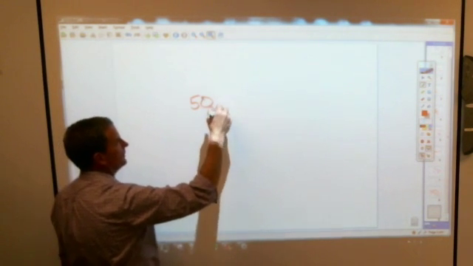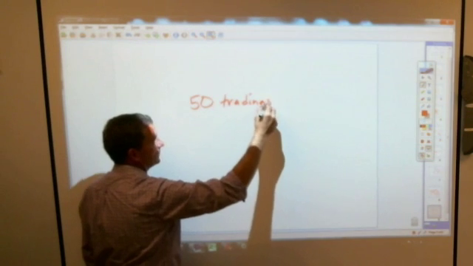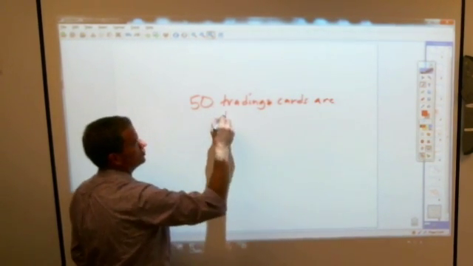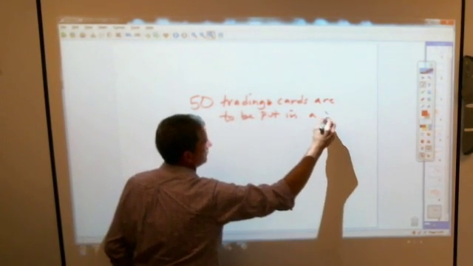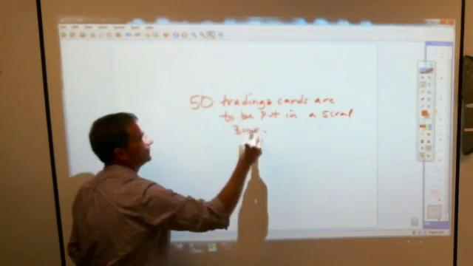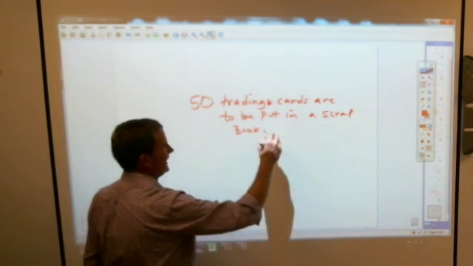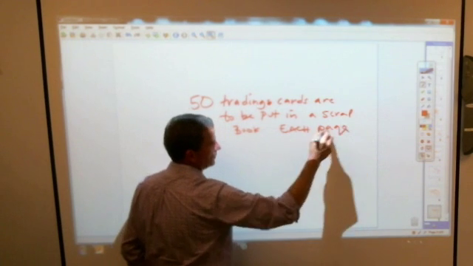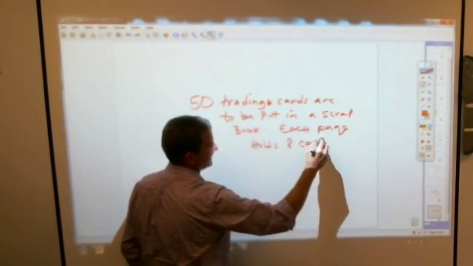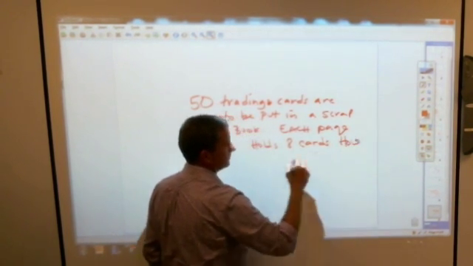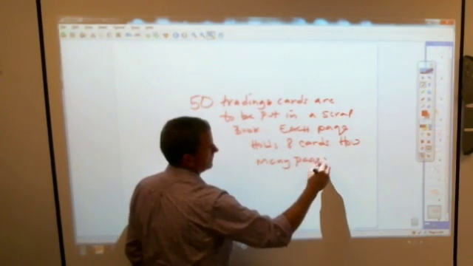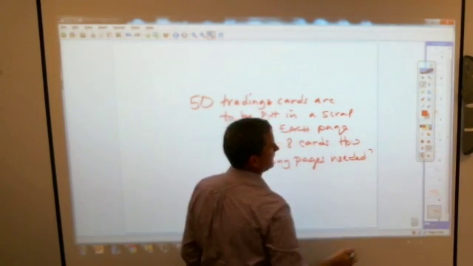Another example might be this. 50 trading cards are to be put in a scrapbook. Each page holds 8 cards. How many pages are needed? Give you a chance to write that down and then we'll talk about it.